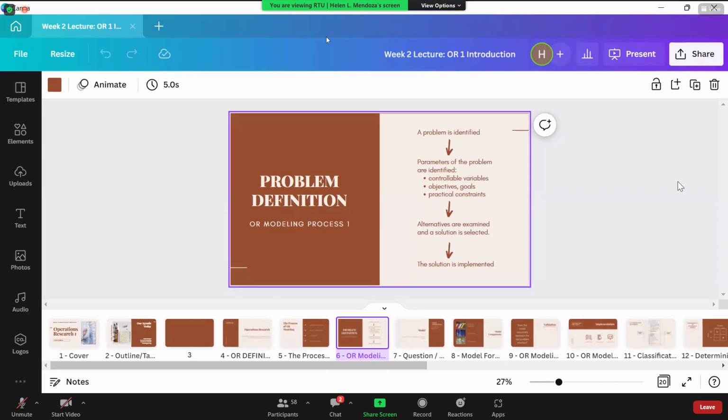So here we have the problem definition, that is, a problem is identified. Parameters of the problem are identified. What are the controllable variables? Ibig sabihin, controllable because you may be able to come up with a value. Kaya yun yung gagamitin, let x be equivalent to. So these are your controllable variables, meaning you have access to the data.